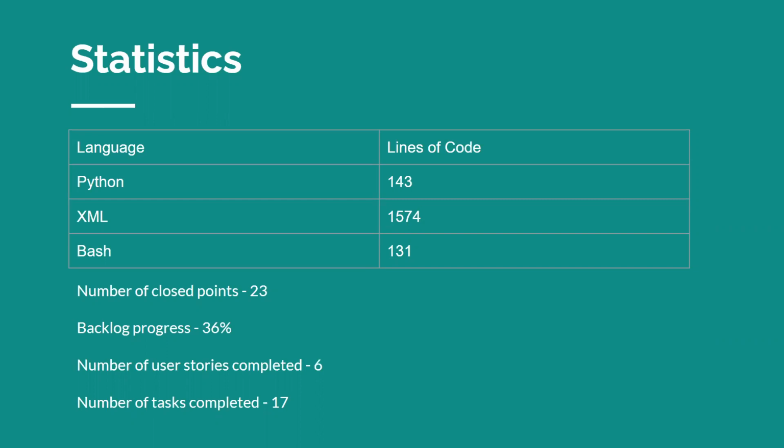in the user's PC. And some of the other statistics, like the number of closed points that we have closed till now, are 23. Our backlog progress up till now is 36%. The number of user stories completed is 6, and the number of tasks completed is 17. So these are some of the statistics that we saw for our 3 sprints up till now.